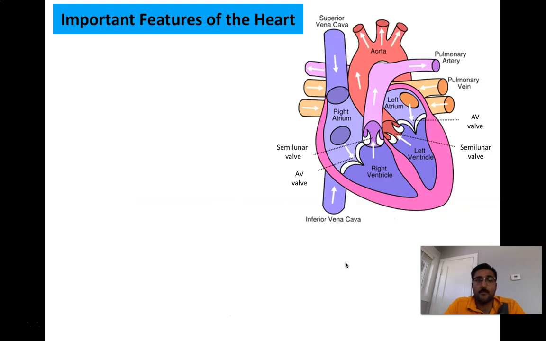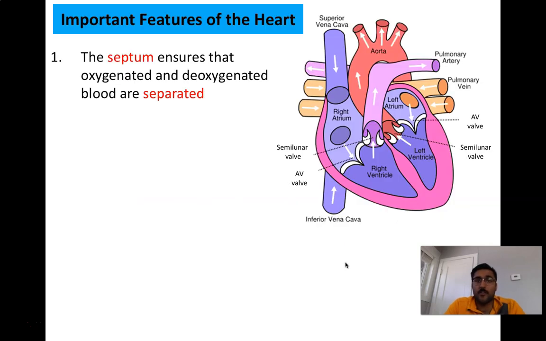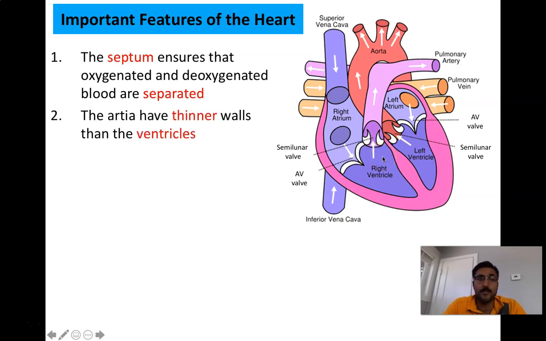Okay, some quick features of the heart before we finish up for this video. The septum, remember, ensures that the left and the right sides of the heart don't mix blood. The left side exclusively carries oxygenated blood. The right chambers exclusively carry deoxygenated blood. You would never want unwanted mixture of those two blood types.